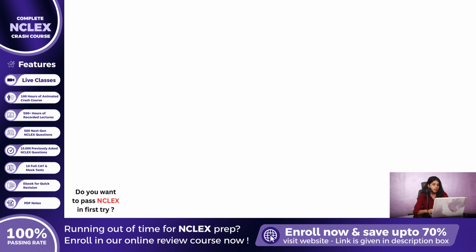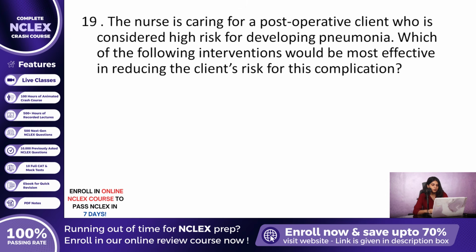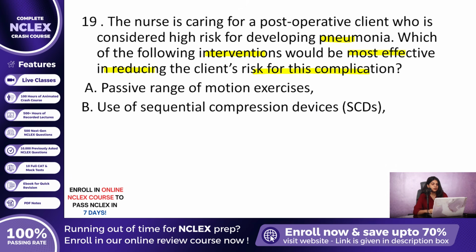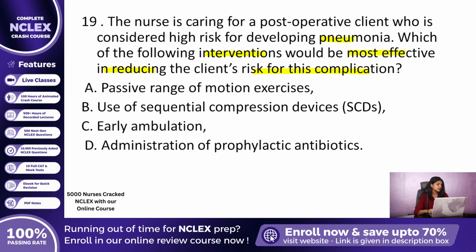Question 19. Let us now shift our focus to post-operative complications and preventive care. The nurse is caring for a post-operative client who is considered high risk for developing pneumonia. Which of the following interventions would be most effective in reducing the client's risk for this complication? The options are A. Passive range of motion exercises, B. Use of sequential compression devices, C. Early ambulation, or D. Administration of prophylactic antibiotics. The correct answer is option C.